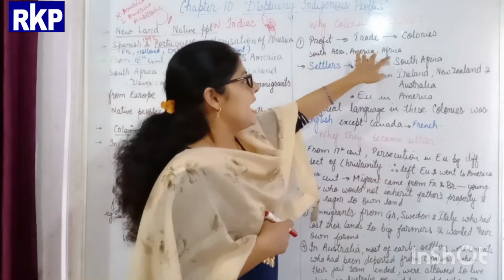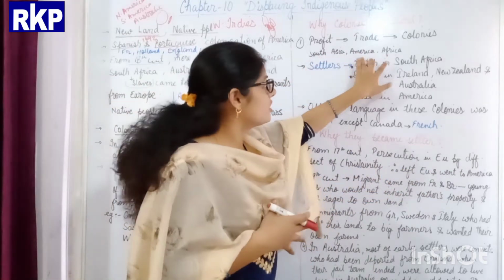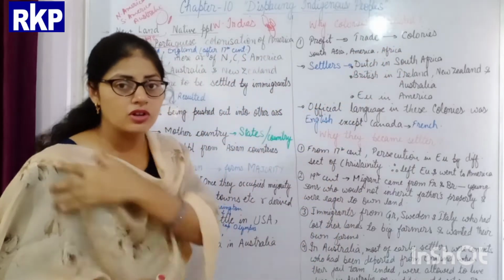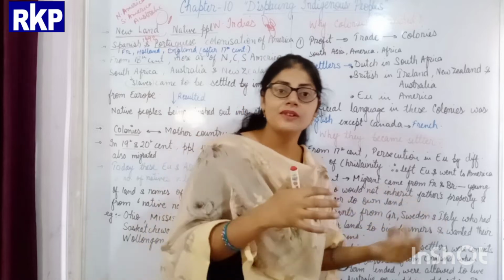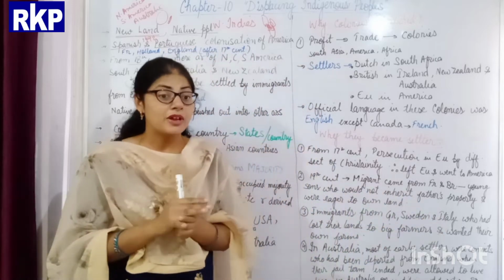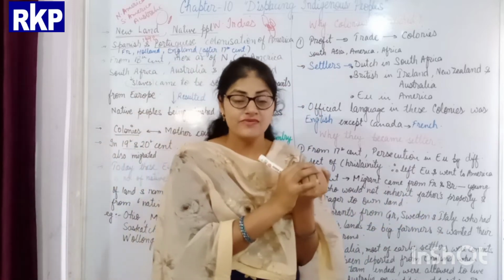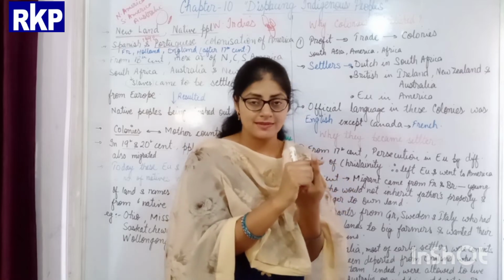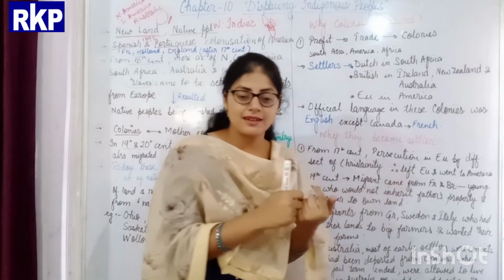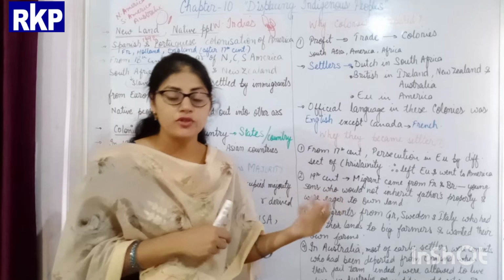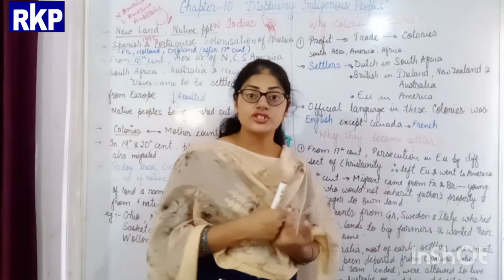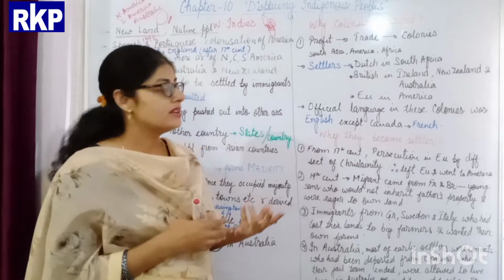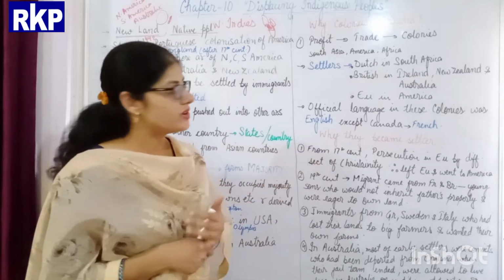America was also a colony. Africa was also a colony. Why were the Europeans interested in America? Because there were various mines, like gold mines, in America. That's why Europeans were interested. Apart from that, there were various plantation activities in which the Europeans were interested.